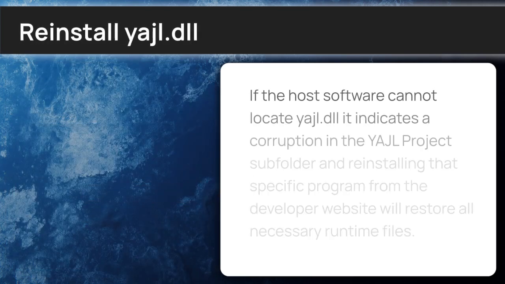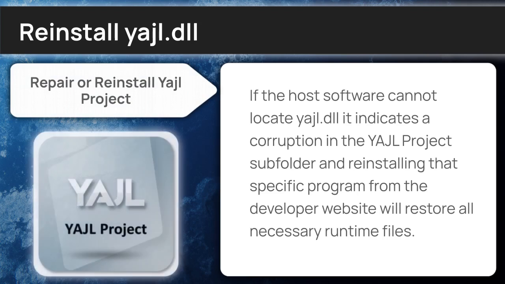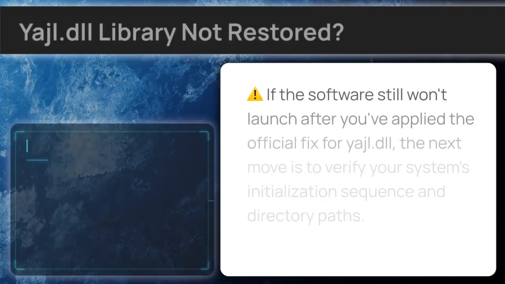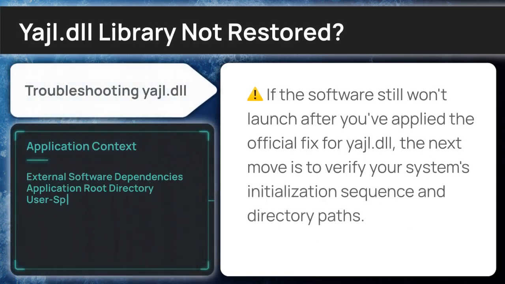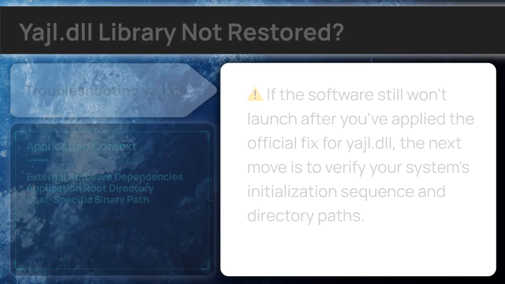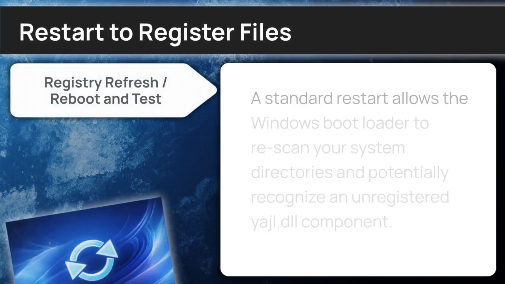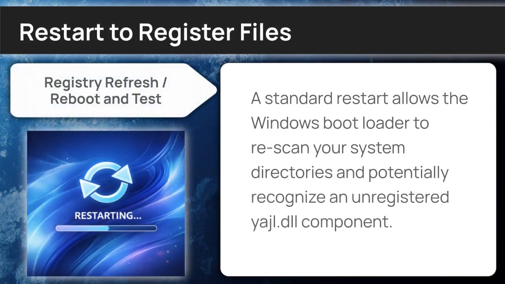If the host software cannot locate the Yet Another JSON Library DLL, it indicates a corruption in the YAJL Project subfolder, and reinstalling that specific program from the developer website will restore all necessary runtime files. Should the reinstallation fall short, the next step in our protocol is to validate the integrity of your system's startup environment. A full system restart ensures that no background processes are currently locking the Yet Another JSON Library file. A fresh boot allows Windows to reinitialize its library map from a clean state.